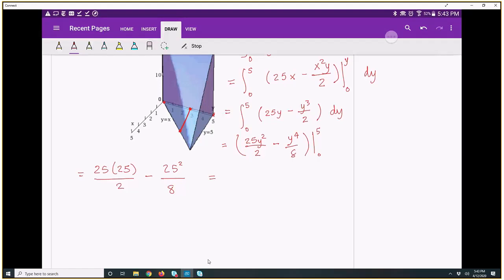So I can think of this as 4 times 25 squared over 2 minus, over 8, multiplying by 4 on top and bottom, minus 25 squared over 8. So I get 3 times 25 squared over 8. And that is the volume of the indicated solid.